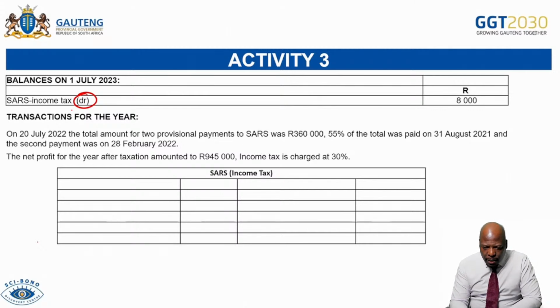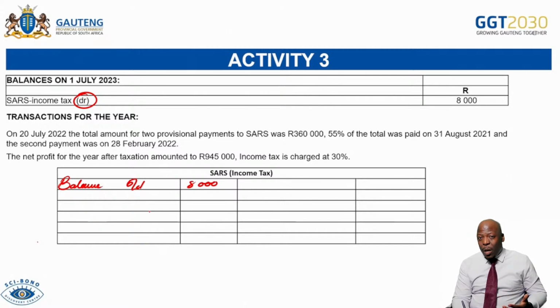We are told here that the balance is debit. That means I'm going to come here and I'm going to say balance brought down, and the balance is 8,000 and is debit. So in this case, it means in the previous year, we had paid more for provisional tax payments, to the point that SARS actually owes us as a business. And then on 20 July, the total amount for 2 provisional tax payments was 360,000. Very key. That is the total amount.